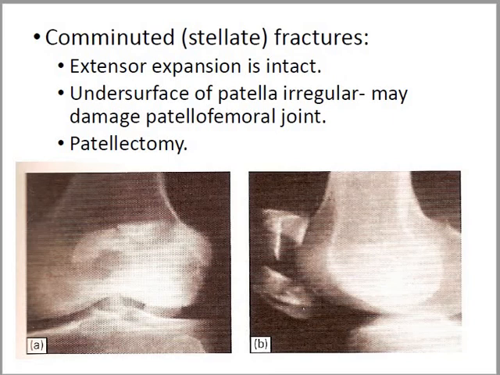Otherwise, if it is very severely comminuted and you expect that the healing will be in an erratic way, the undersurface, the articular surface, will not be good, irregular and rough, so it will rub against the joint surface, the femoral articular cartilage. This will lead to later pain, further stiffness, and maybe osteoarthritis. In this case, some surgeons would advocate patellectomy. Next slide.